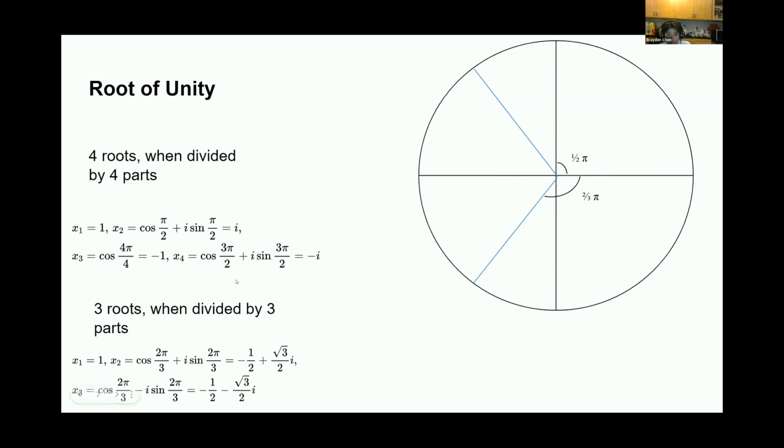So these are the roots when the circle is divided into 4 parts and when it's divided into 3. You can see lots of similarities, such as this part and also many others, which will help us find a general solution.